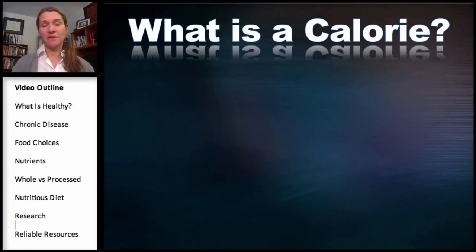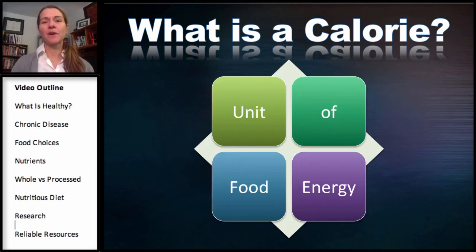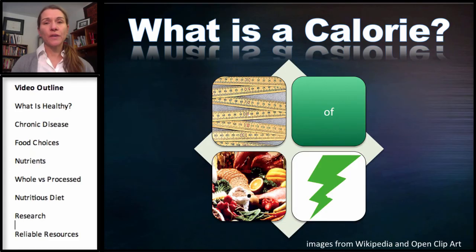So while we're talking about calories, why don't we define what is a calorie? Think about that. Can you define what a calorie is? Well, a calorie is a unit of food energy. And when you think of unit, think of measurement. You can measure distance in feet or meters. So a unit is simply a measurement of food energy. So that is all a calorie is. It's the way we measure the type of energy we get out of food.